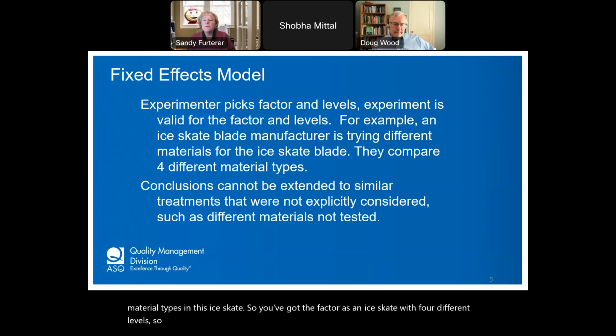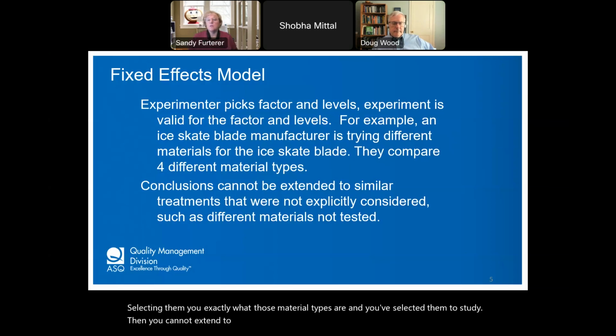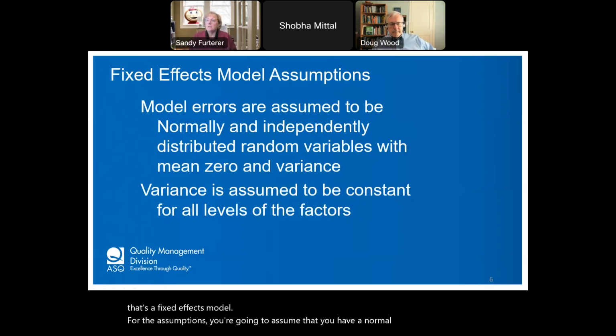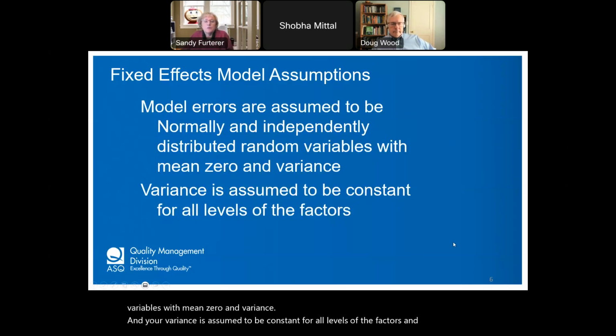Since you're specifically picking those 4 different material types and you're not randomly selecting them, you know exactly what those material types are and you selected them to study, then you cannot extend to other material types that you have not explicitly considered. So that's a fixed effects model. For the assumptions, you're going to assume that you have a normal distribution, and we can easily test that, and that the distributions are independently distributed random variables with mean 0 and variance. And your variance is assumed to be constant for all levels of the factors, and of course you can also test that.